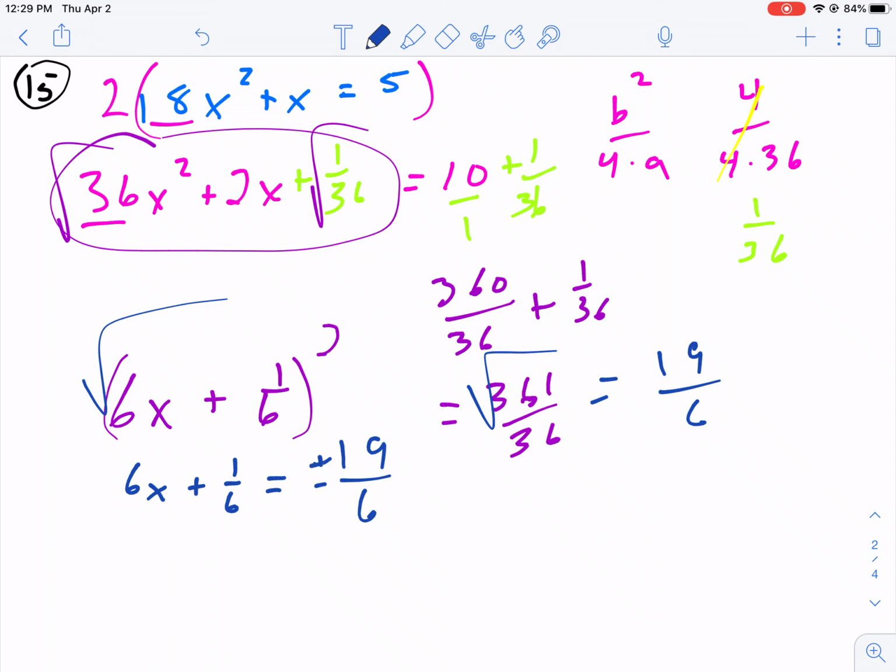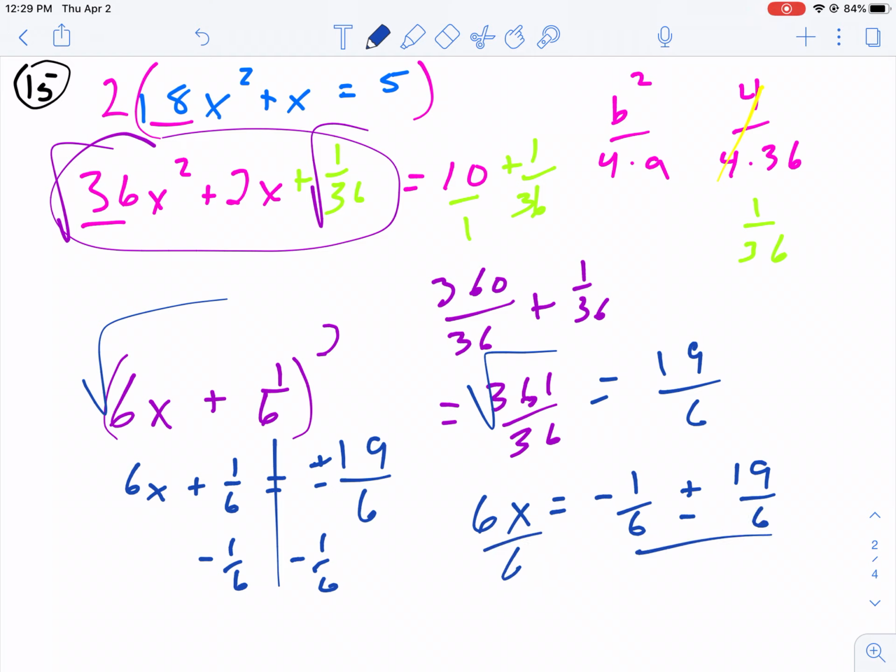So now we're going to be left with, we have to solve this. So I'm going to subtract 1/6 from both sides. So we're left with 6x equals negative 1/6 plus or minus 19 over 6. And then we got to divide by 6. So x equals 1/6, or I guess we could work that one out.